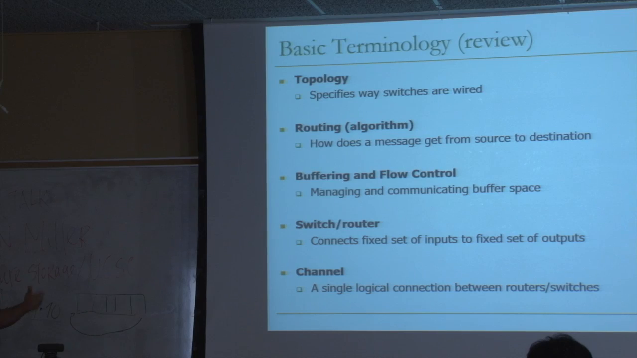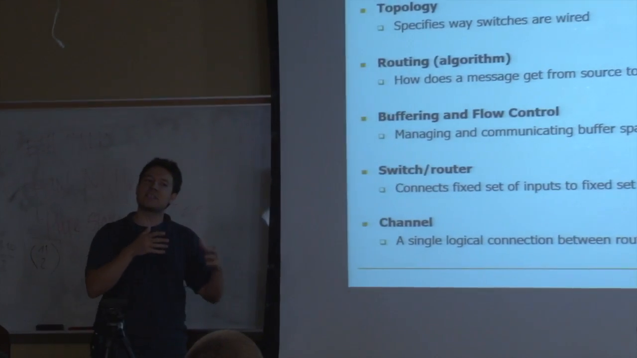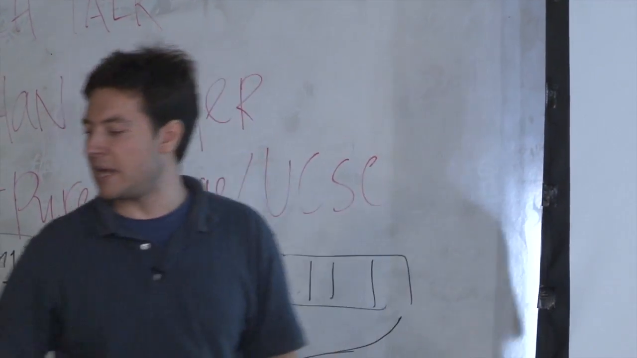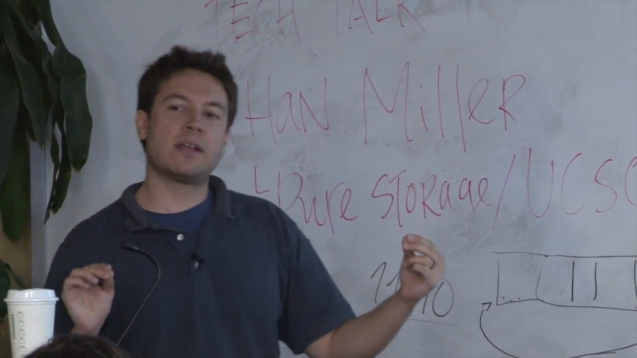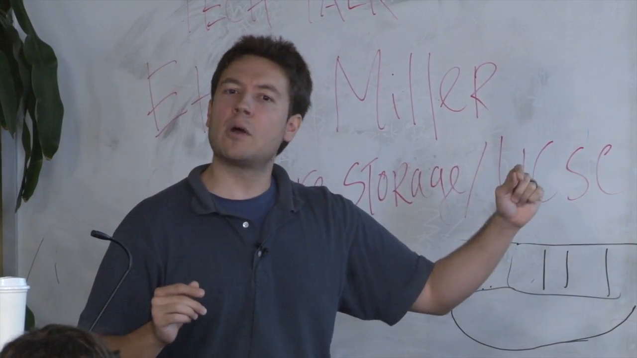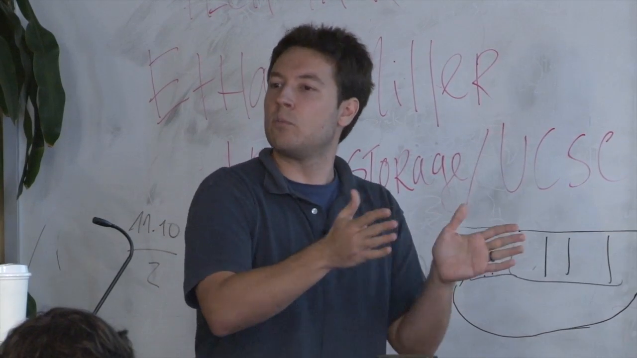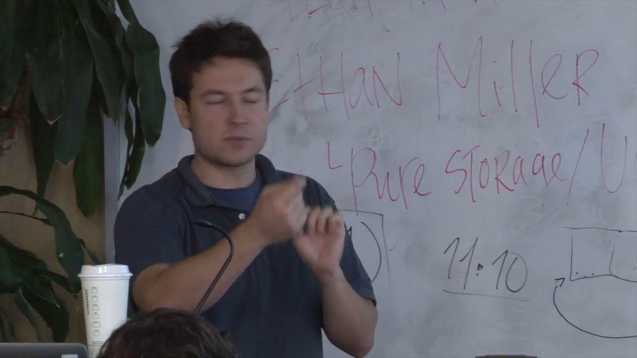A switch or router you can imagine as a black box that has a set of inputs and a set of outputs, and it can connect any of those inputs to any of those outputs. And what we call a channel is a logical connection between two routers. Keep in mind this is a logical connection, because later on we're going to talk about techniques to make these channels appear as if you had more than one channel, even though you have a single set of physical wires between the routers.